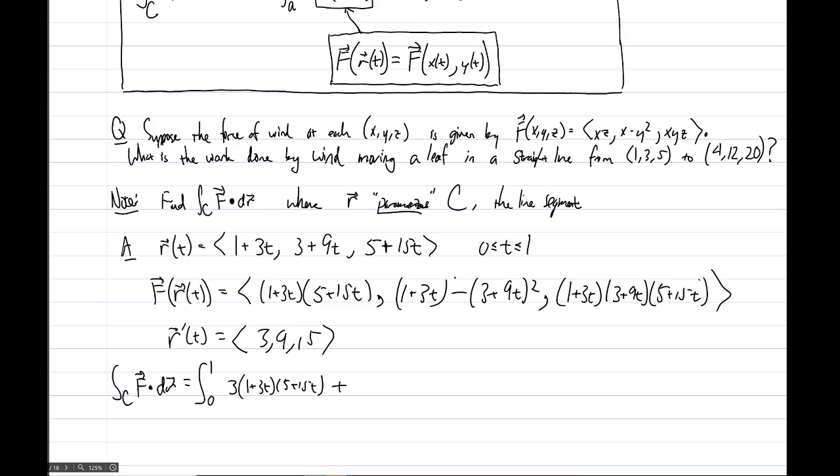Let's get some parentheses in here. Yeah, 9 times quantity, 1 plus 3t minus 3 plus 9t quantity squared, close parentheses. I hope I'm doing this right. And then we have 15 times that stuff. We don't need to introduce any new parentheses there. So 15 times quantity 1 plus 3t times quantity 3 plus 9t plus quantity 5 plus 15t. And then let's just, for good measure, throw a set of parentheses there. That would technically be good practice, and then dt.